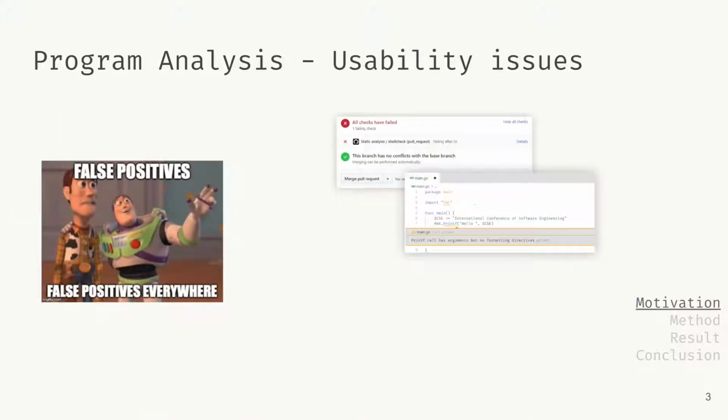As a matter of fact, static program analysis comes with a few very well-known usability issues, being false positive results, meaning the cases when the program analyzers are actually wrong about our code. And the presence of false positives leads to a lack of trust, and this means that also the true positives have to be verified, and this is a time-consuming process.